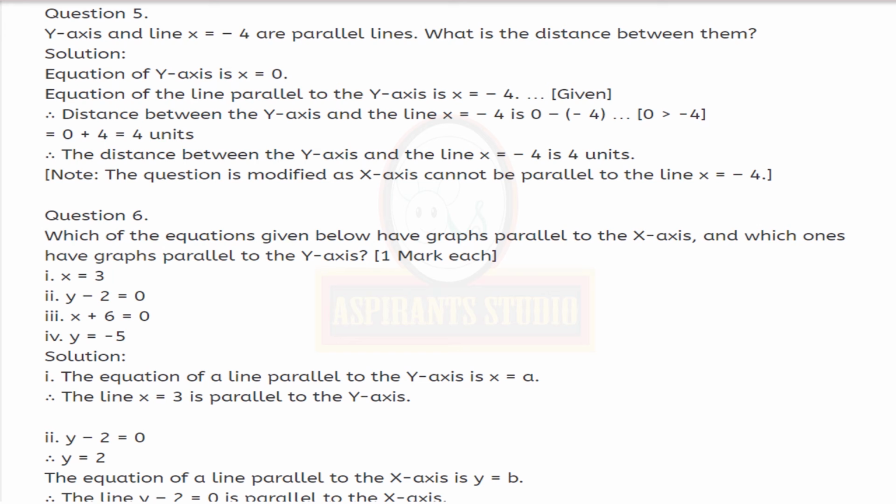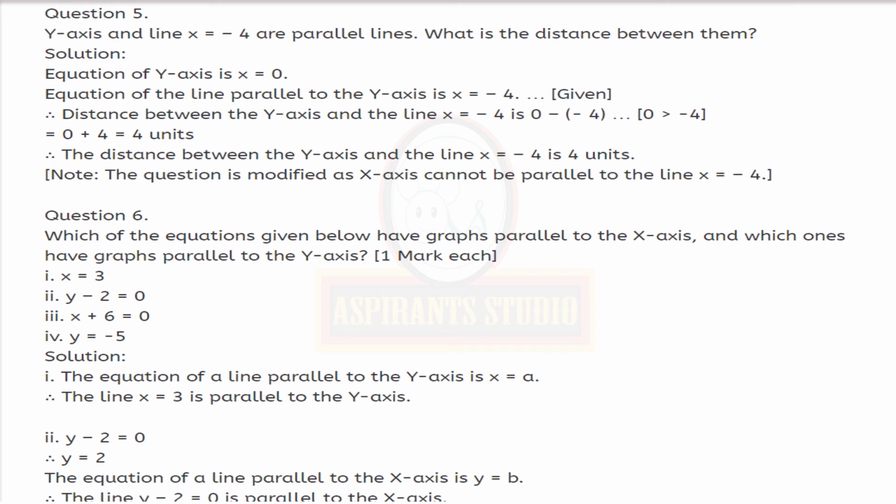Now coming to the next question. Question number 6. Which of the equations given below have graphs parallel to the x-axis and which ones have graphs parallel to the y-axis? Here 4 sub-questions are there. Now coming to the first one. The equation of the line parallel to the y-axis is x is equal to a. Therefore the line x is equal to 3 is parallel to the y-axis.